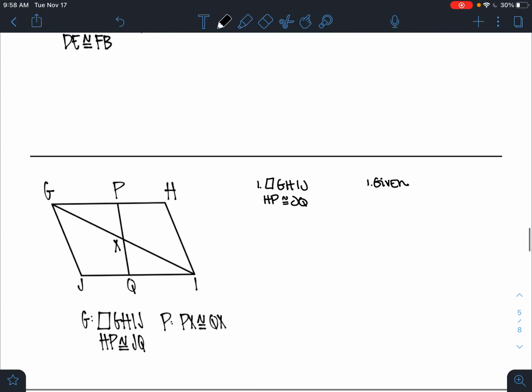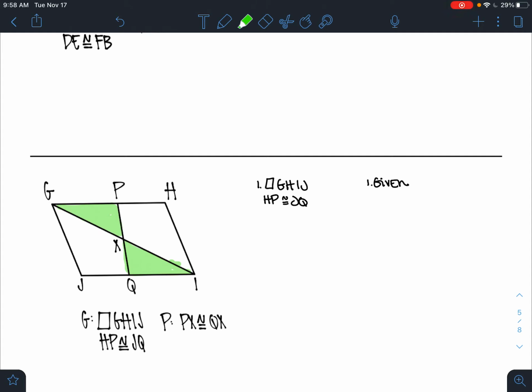Okay. All right, so let's see what we have here. So what we're trying to prove is that PX and QX are congruent. All right. So what we're really trying to prove here, guys, is that this green triangle right here is congruent to this triangle right here so that we could use CP/CTC. Okay. Now, we actually have to do a lot of work here.